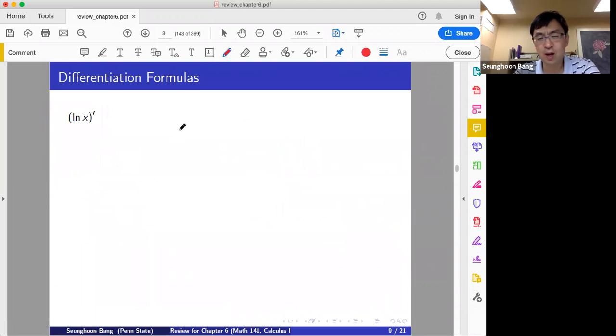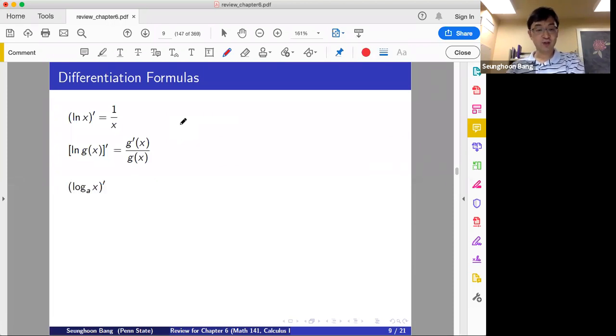What is the derivative of ln of x? Could you write your answer? It is 1 over x. Do you know the derivative of ln of g of x? Okay, g prime over g, you're right. We have g prime of x over g of x.